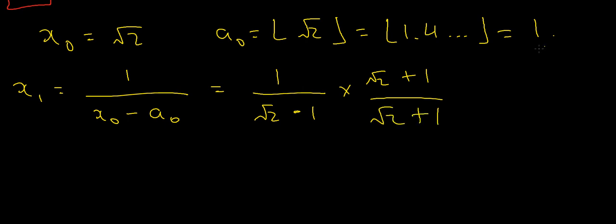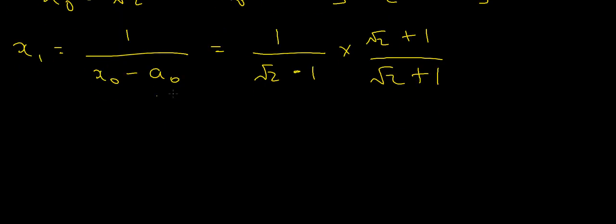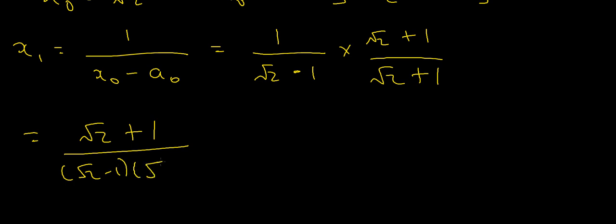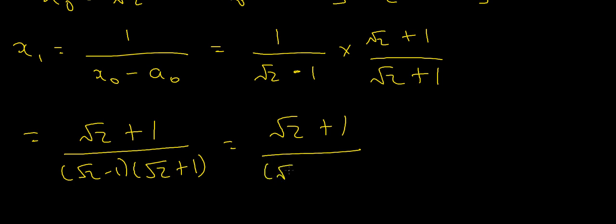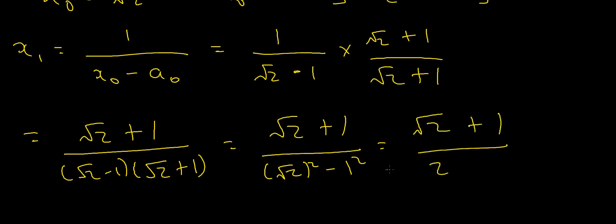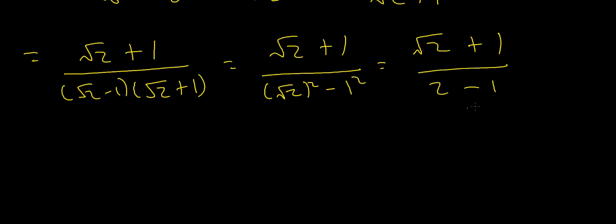And what does that give me? Well, in the numerator, I'm just going to get root 2 plus 1. And in the denominator, I'm going to have root 2 minus 1 times root 2 plus 1. All divided by what? Well, this is a difference of two squares. It's of the form a minus b times a plus b, so that's just going to be a squared minus b squared. So in other words, it's going to be root 2 squared minus 1 squared, and that's going to give me root 2 plus 1 divided by, well, root 2 squared is just 2, and 1 squared is 1, so that's 2 minus 1, and that's just going to leave me with root 2 plus 1.